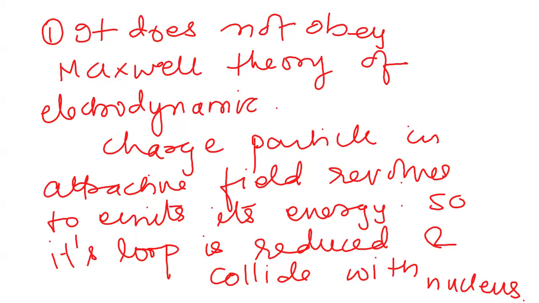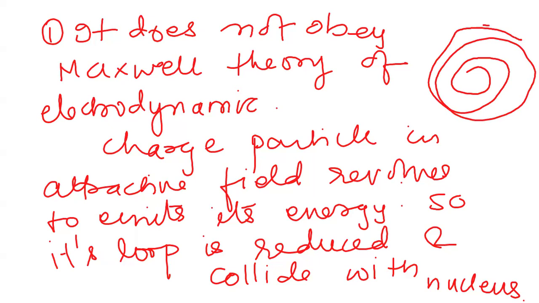Teacher, in the second last line, the second word, what is that? Its loop is reduced. Loop means this. Okay, teacher. So first of all, it will go fast, then it will come close, close, close, and finally. Okay, ma'am.